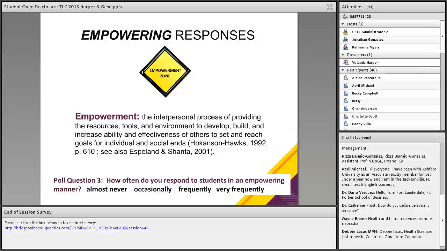I'm getting ahead of myself. Actually, I'd like to hear from you on this particular poll question. If you would let us know how frequently do you respond in an empowering manner to students?